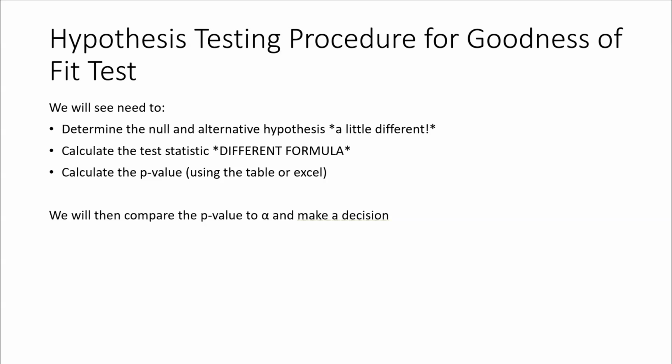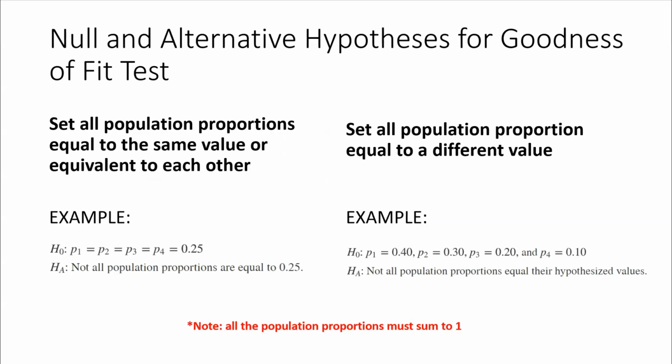These are going to require some different trains of thought than before. When we deal with a null and alternative hypothesis for a chi-squared or goodness of fit test, there are 2 options here, and you can use one or the other depending on the situation. We can set all population proportions equal to the same value. Let's say the hypothesized proportion is 0.25. Then the null would be that each proportion is 0.25, and the alternative would be that they are not all equal to that value.